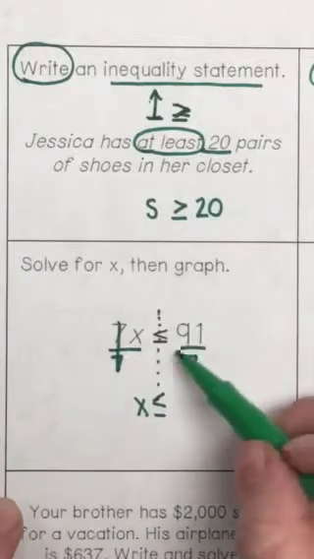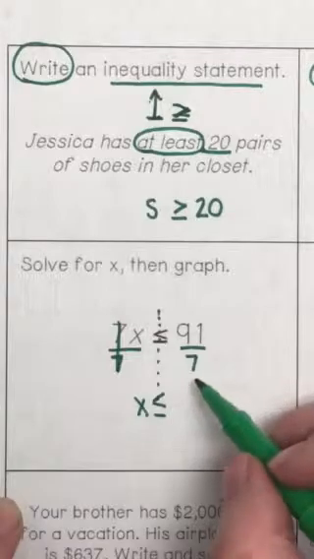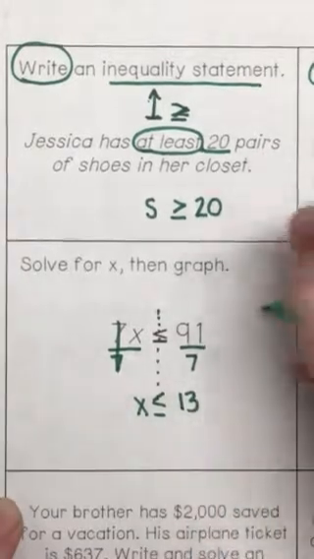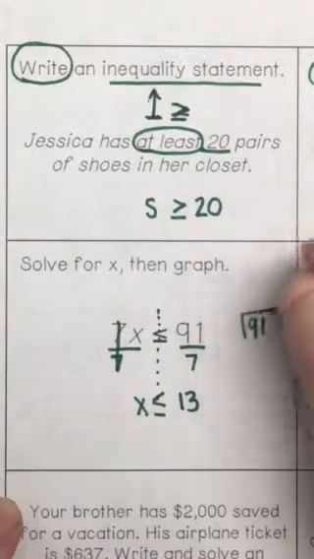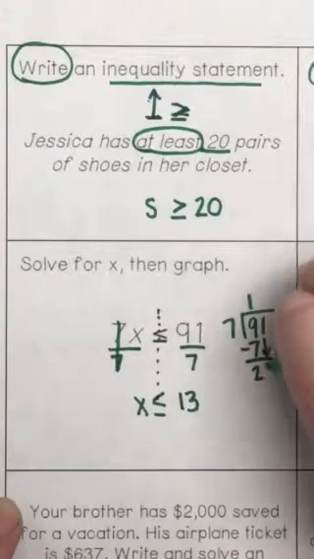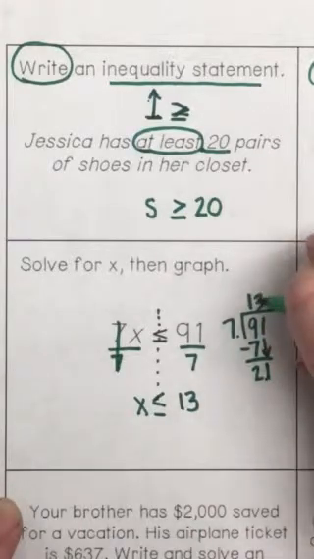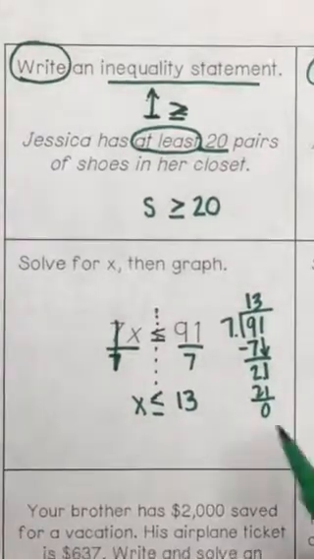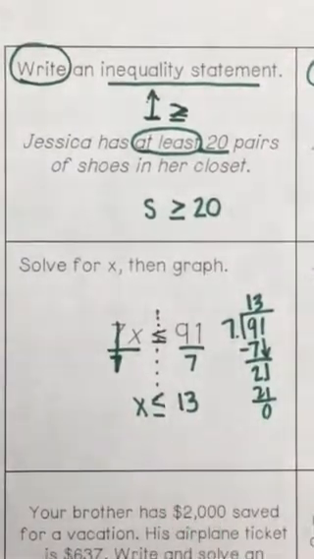And 91 divided by 7 is 13. And if we didn't know for sure, we could do 91 divided by 7. 7 goes into 9 one time. 1 times 7 is 7. When I subtract, I get 2 and bring down my 1. 7 goes into 21 3 times. 3 times 7 is 21, and that's my answer. So that's how I got that x is less than or equal to 13.